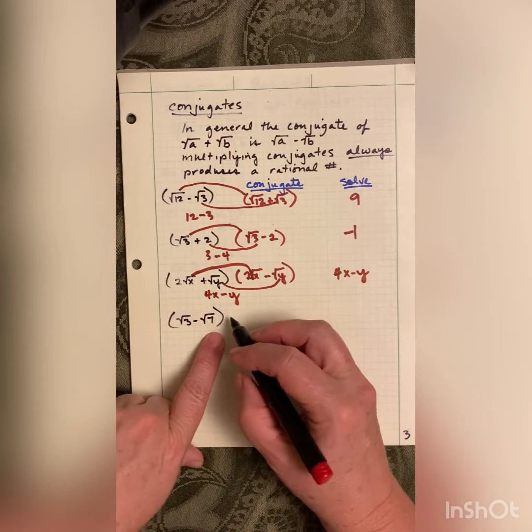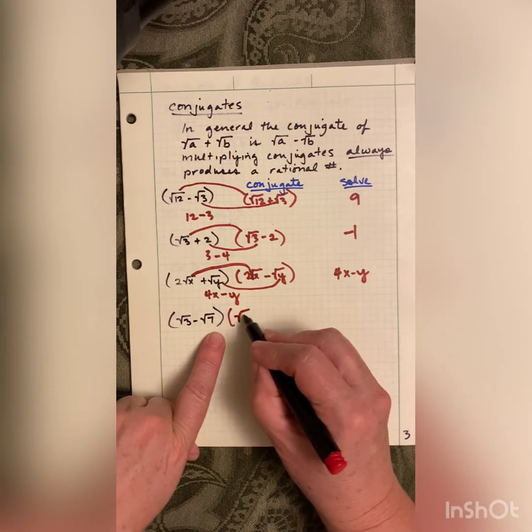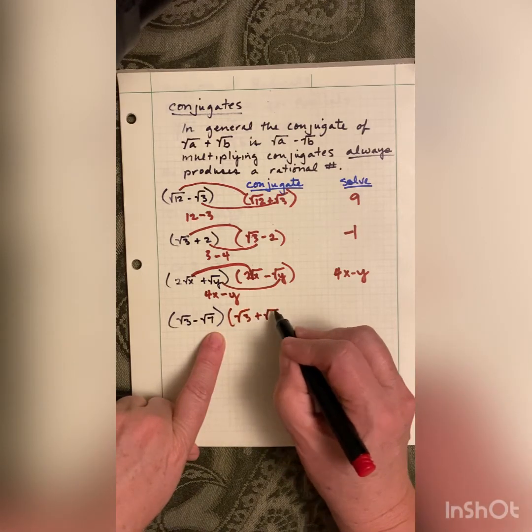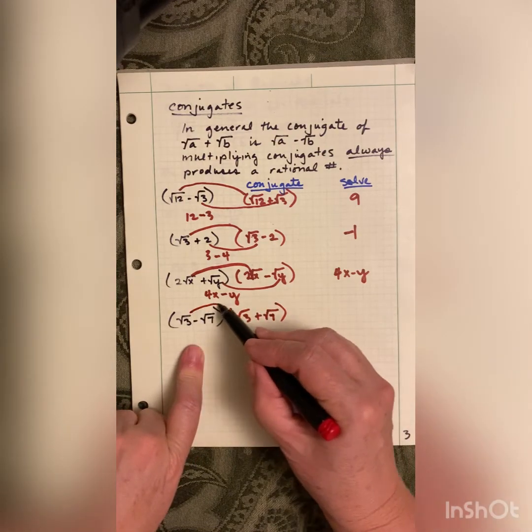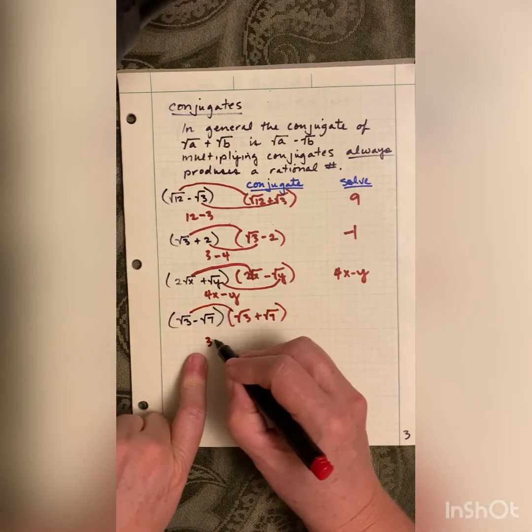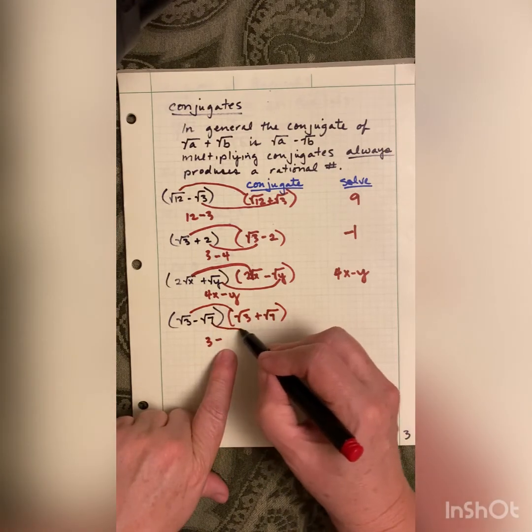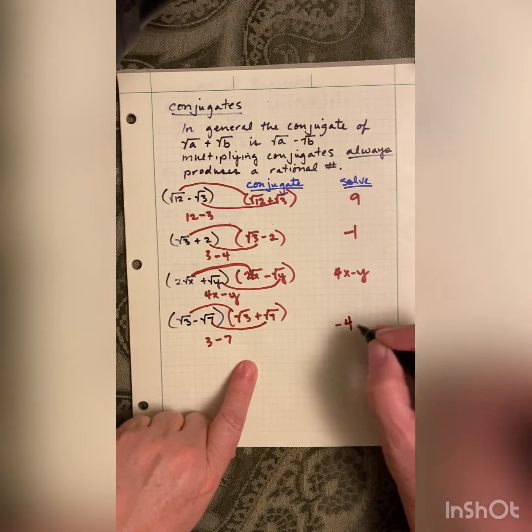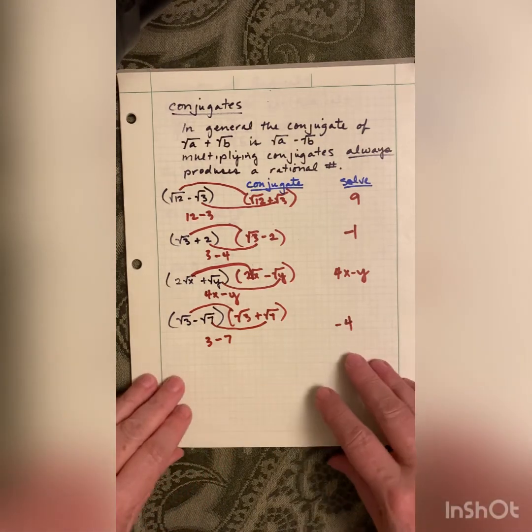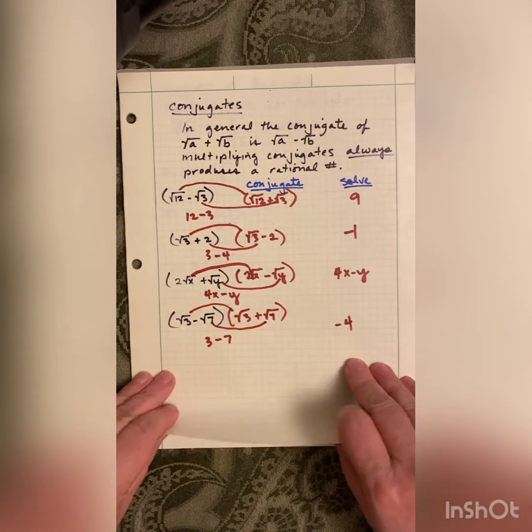Conjugate down here on this one would be square root of 3 plus square root of 7. Square root of 3 times square root of 3 gives me a 3. It's always a minus. Square root of 7 times square root of 7 gives me a 7. That's going to give me a negative 4. All right, so those are conjugates.